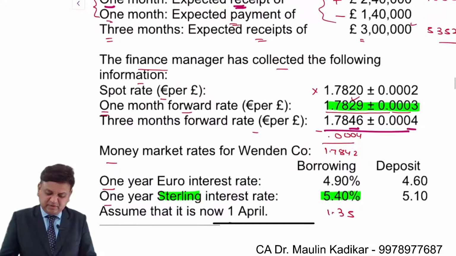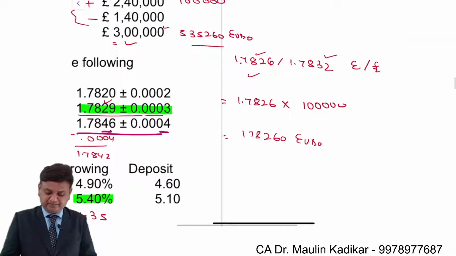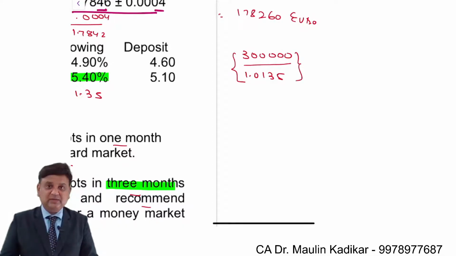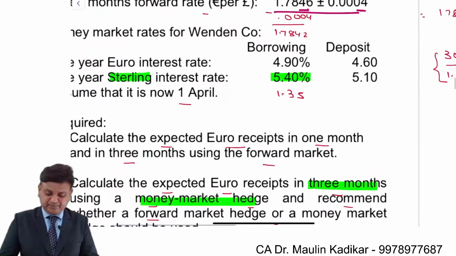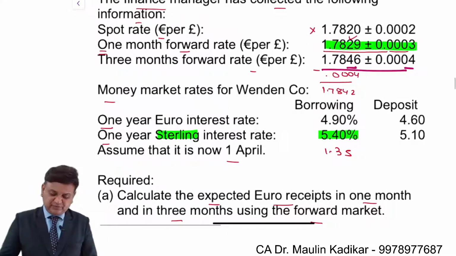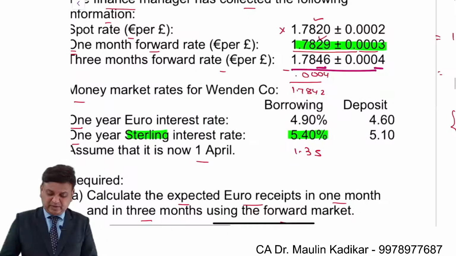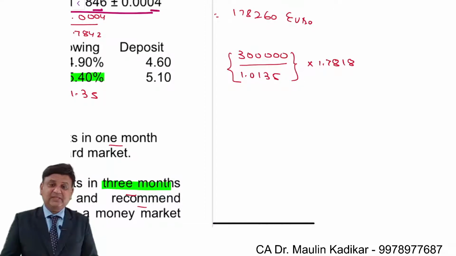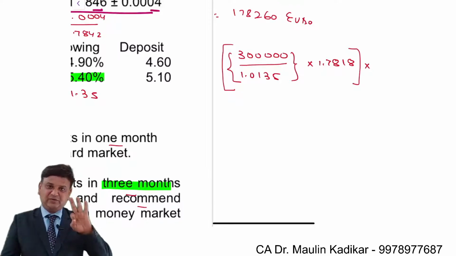The amount that we are going to receive is 3 lakh pound. So 3 lakh pound divided by 1.0135. This is the amount of the pound that we are going to borrow today. In spot transaction, sell of pound and purchase of euro. So we will get a lesser amount of the euro, 1.7818. This is the amount of the euro that we are going to receive today. Whatever amount we have received will be invested for 3 months.